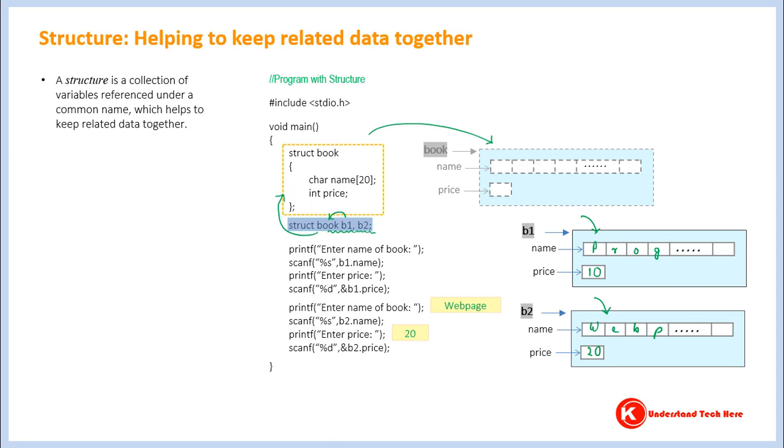What is the name of the book having price 10? 10 is stored here in price. What name is stored in the name part? Programming, right? Hence, the name of the book having price 10 is programming. In this way, the feature called structure in programming helps to keep related data together.